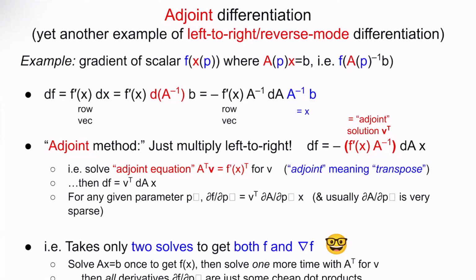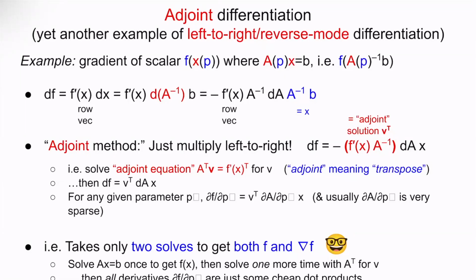So suppose we're computing a function, we have some scalar function, f of x, but our x we get by solving a system of equations, Ax = b, where the matrix depends on some parameters. And I want to compute the derivative of f with respect to the parameters in the matrix.